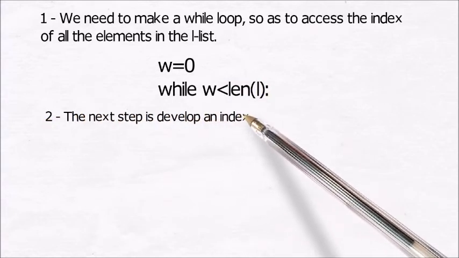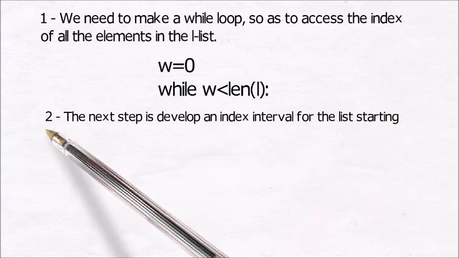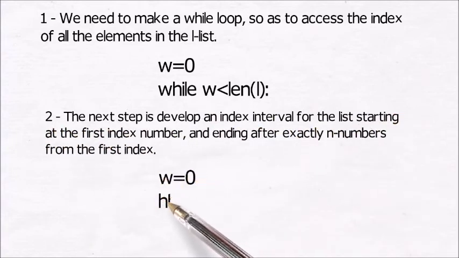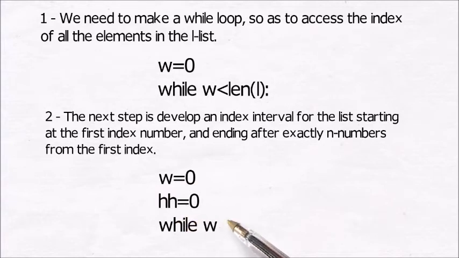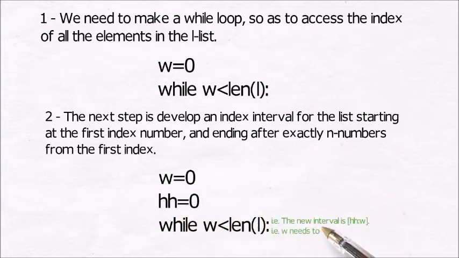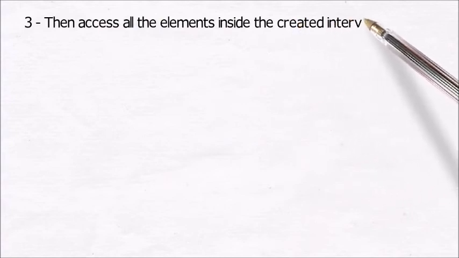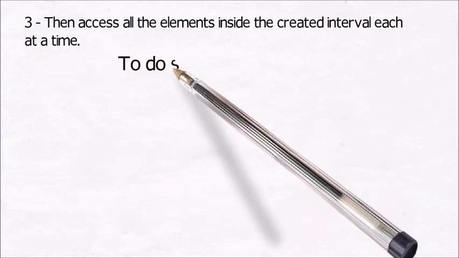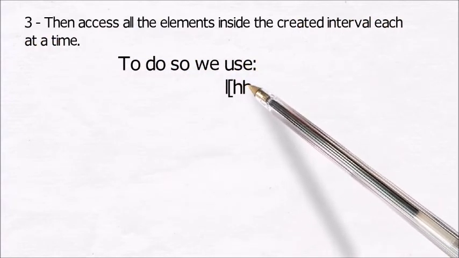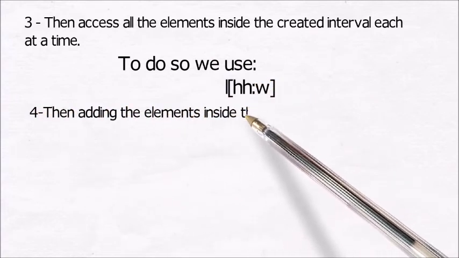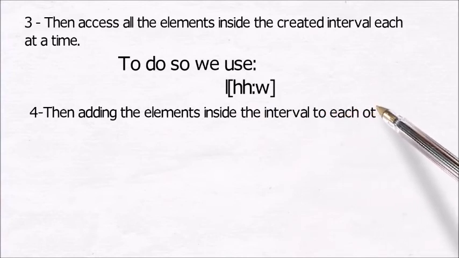Next step is to develop an index interval for the list starting at the first index number and ending after exactly n numbers from the first index. W equals 0, H equals 0, while W less than len of L. This new interval is H to W. Then access all the elements inside the created interval each at a time. To do so, we use L of H till W. Then adding the elements inside the interval to each other.